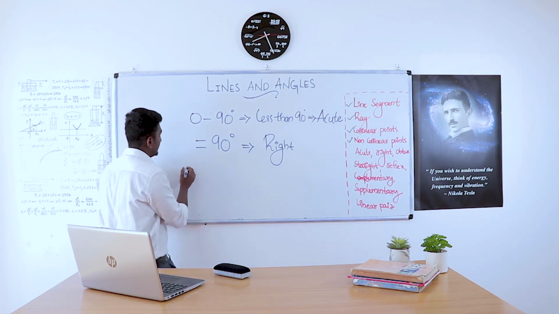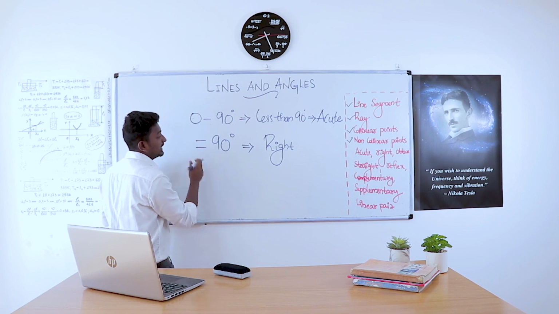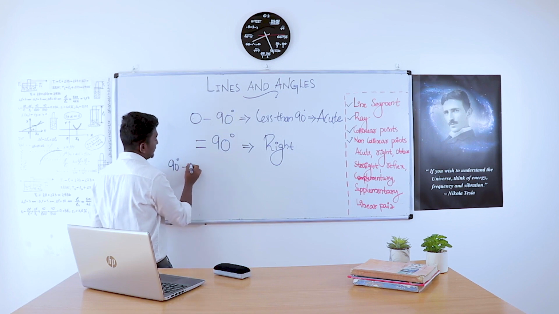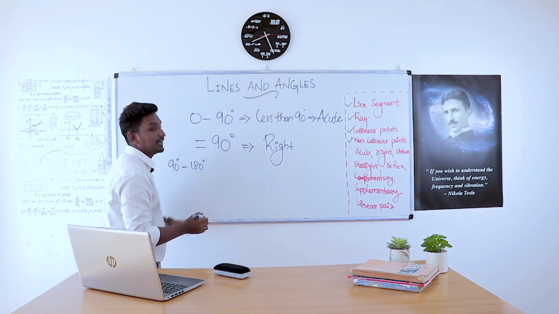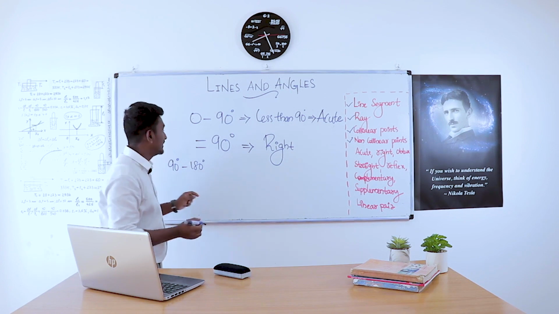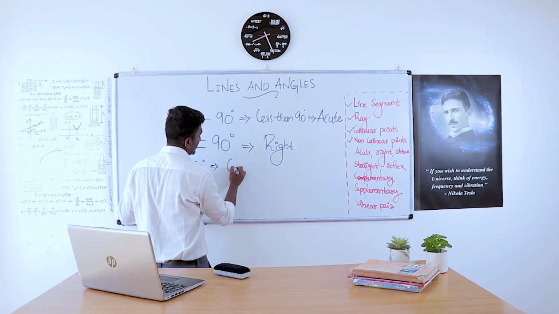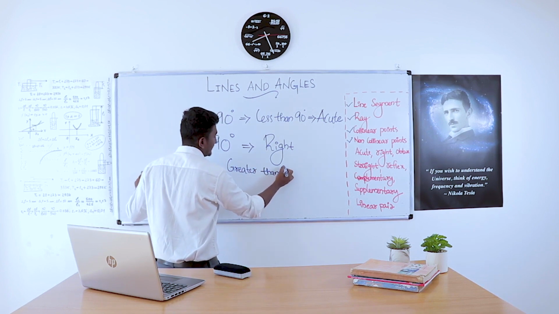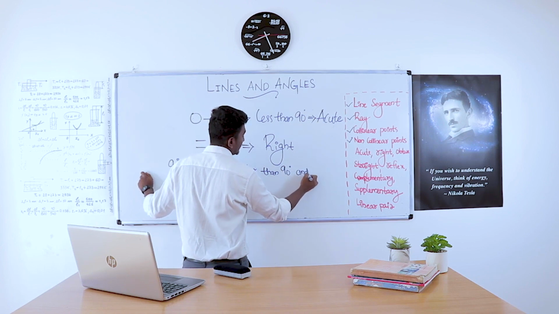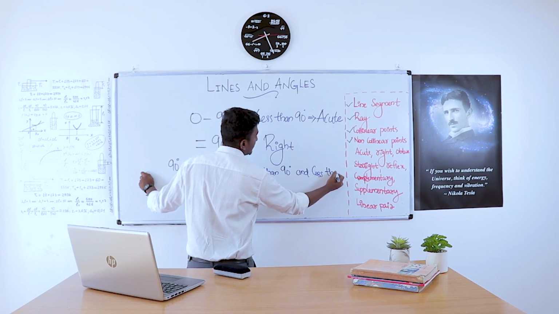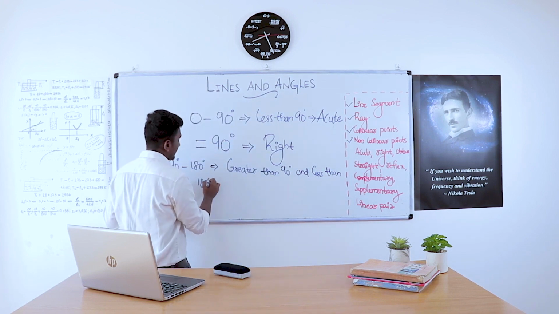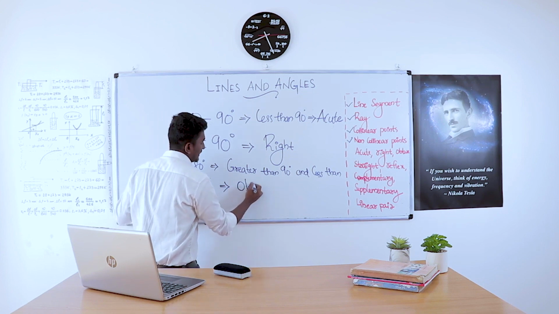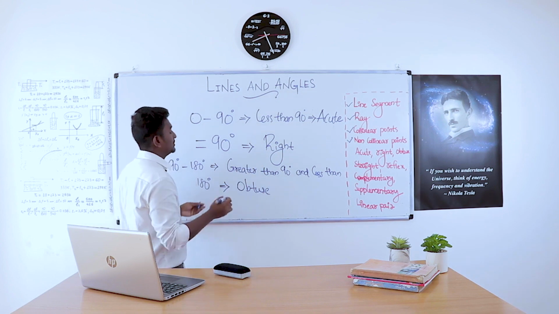Then if the value of the angle is greater than 90 degrees and less than 180 degrees, that means 90 degrees to 180 degrees, not including 90 and 180, this can be stated as greater than 90 and less than 180 degrees. Then the angle is known as an obtuse angle.